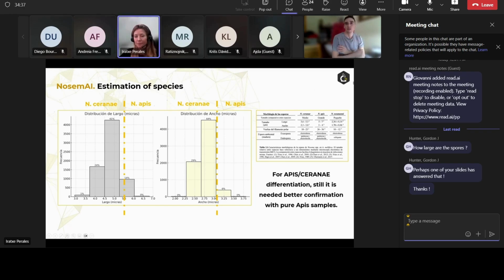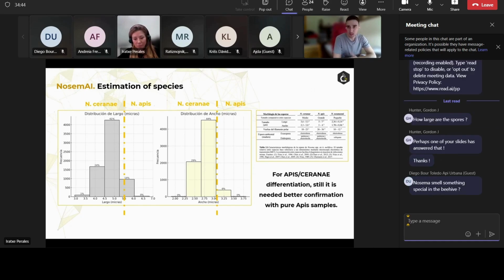Okay, thanks. I have one question also. How much time did the AI take to learn these things to differentiate the spores in length? And how long did this project last? When we were training the model, you mean? Yes. Okay, it has been a few months of iteration.